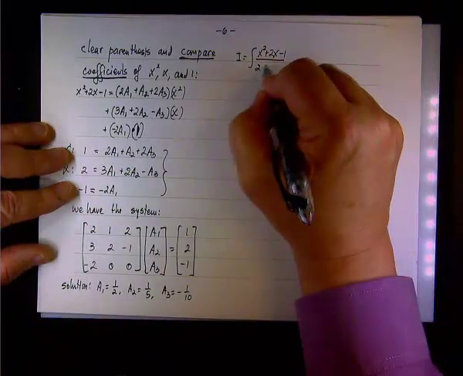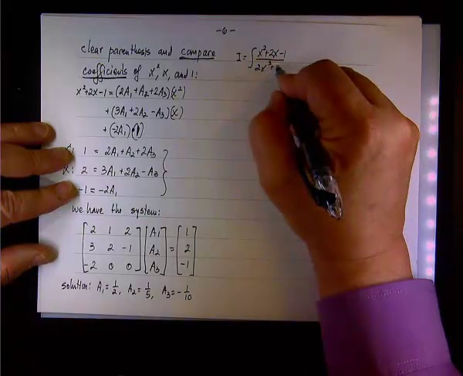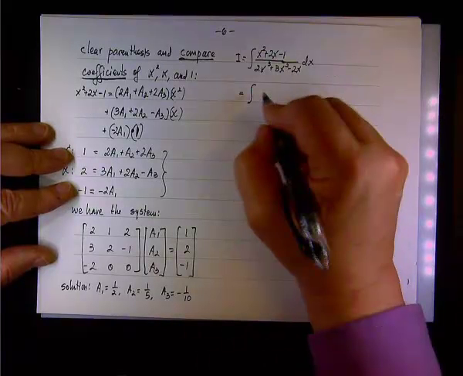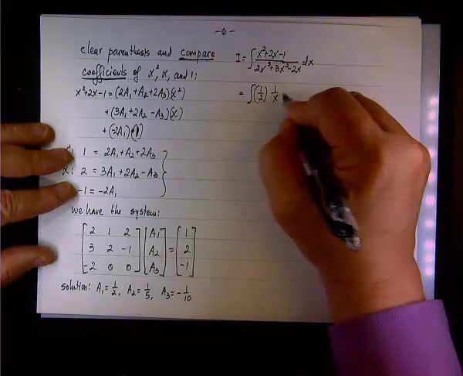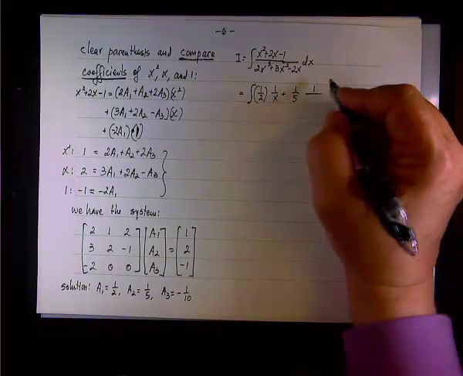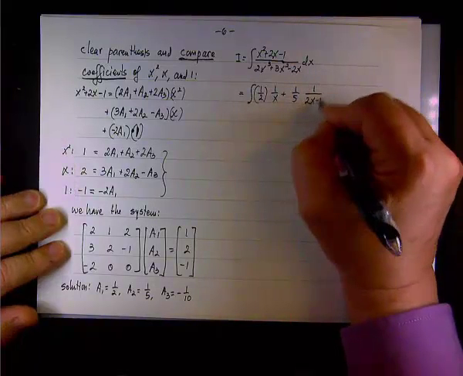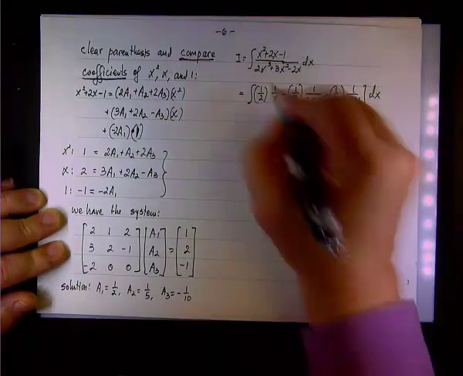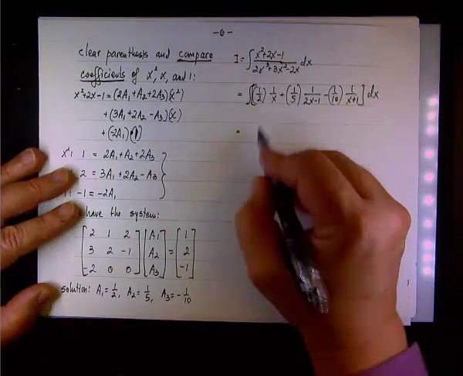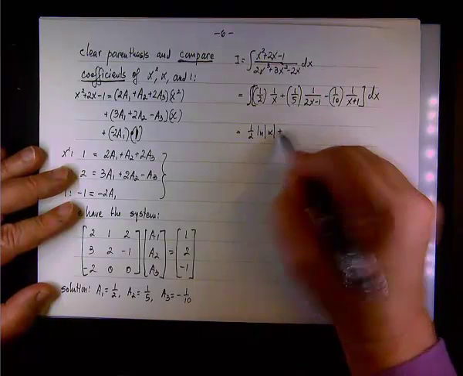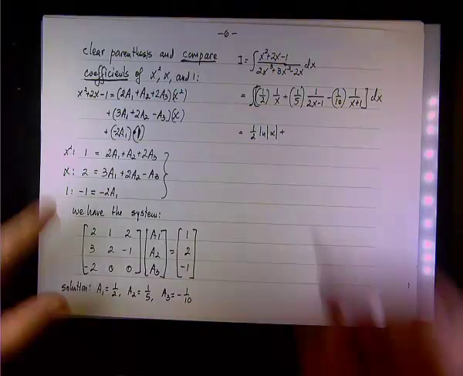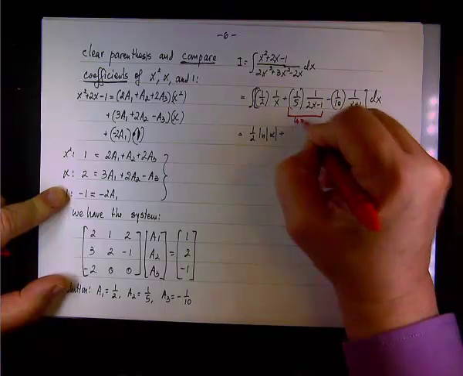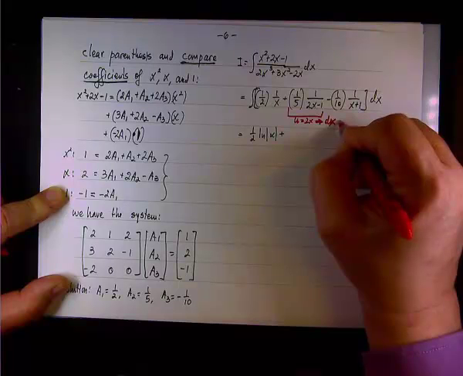So, let's bring it home. What is the integral? The integral I originally was (x² + 2x − 1) over (2x³ + 3x² − 2x), and it is now equal to the integral of 1/2 times 1 over x, plus 1/5 times 1 over the second one, 2x − 1, plus −1/10 times 1 over x + 1, dx.